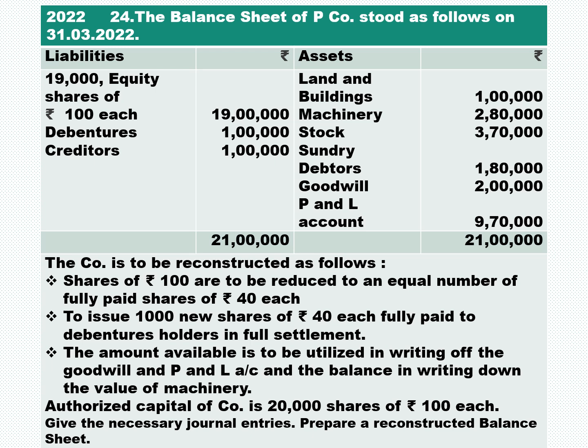The balance sheet of P company stood as follows. On 31/3/2022, we have 19,000 equity shares of rupees 100 each. So we have 19 lakh existing equity share capital. Then we have debentures 1 lakh, creditors 1 lakh. We have various assets like land and building, machinery, stock, sundry debtor. And then we have goodwill. Goodwill compulsory has to be written off. PL account compulsory has to be written off. The purpose of internal reconstruction is to write off the losses.